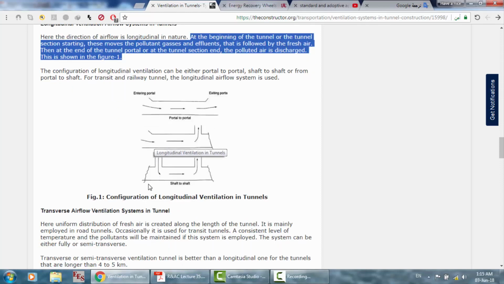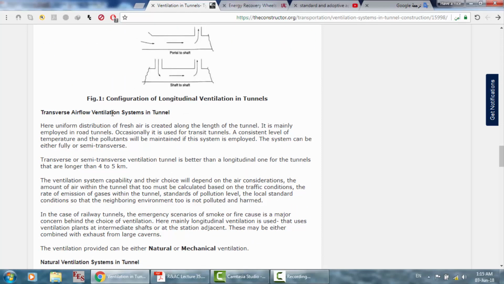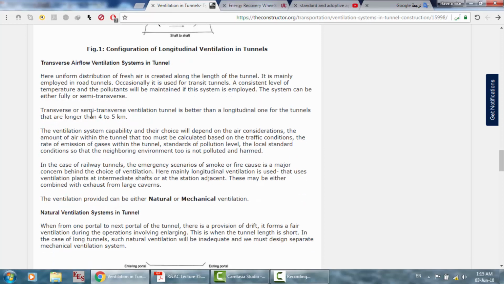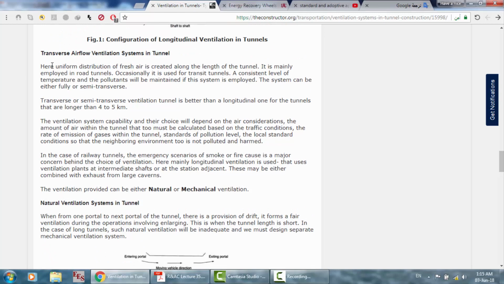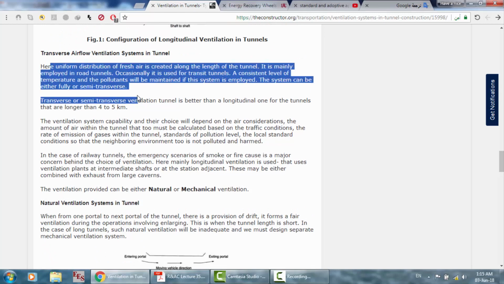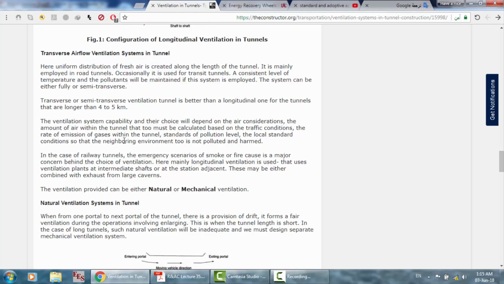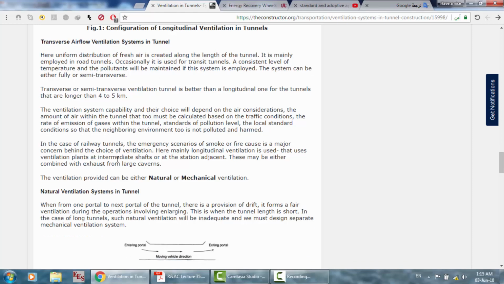Also, we have here the transverse airflow ventilation system in tunnels. We have here uniform distribution of fresh air created along the length of the tunnel. It is mainly employed in road tunnels. Occasionally, it is used for transit tunnels. A consistent level of temperature and pollutants will be maintained if this system is employed. The system can be either fully or semi-transverse. So you can check out the other details by yourself.